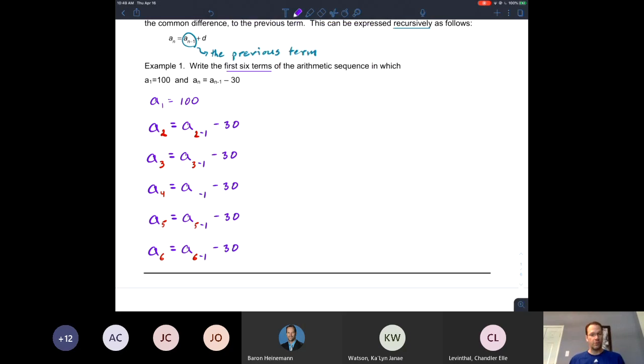You're probably looking at this, I would be, and we're going, why the heck is he showing all that work? I know that all I have to do is take the previous term. I hope you're seeing this. Take the previous term and subtract 30 to get the next term, right?